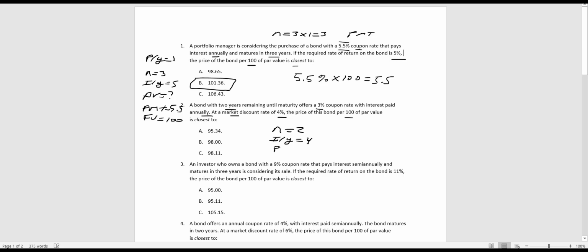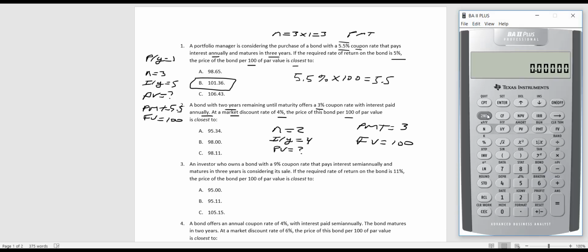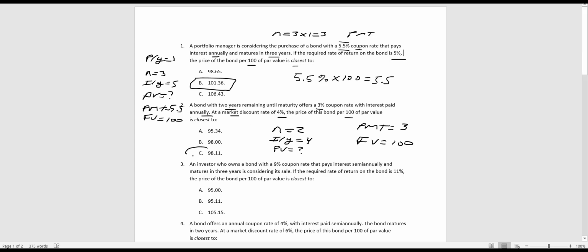The present value is what we're solving for. The payment in this case, it's a 3% coupon rate, so that's going to be 3% times the 100, so that's just $3. And the future value again is 100. They're using 100, not 1,000. So very easy. Just always check second P/Y. Yeah, set for the 1. So that's going to be 2 N, 4 I/Y, 3 PMT, 100 FV, and then we're going to compute the present value, 98.11. So the correct answer is C.